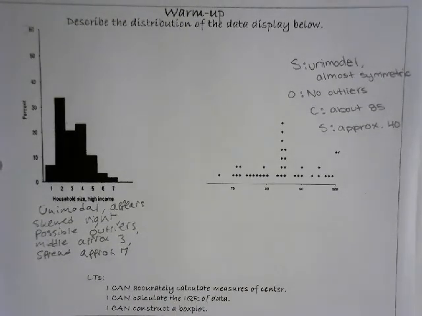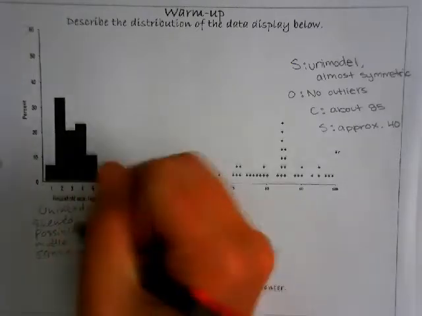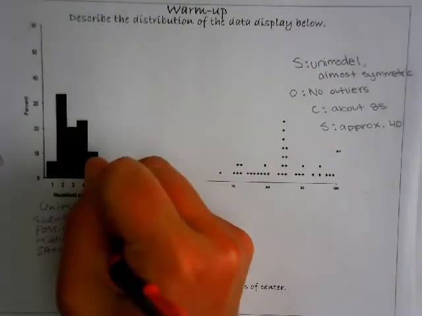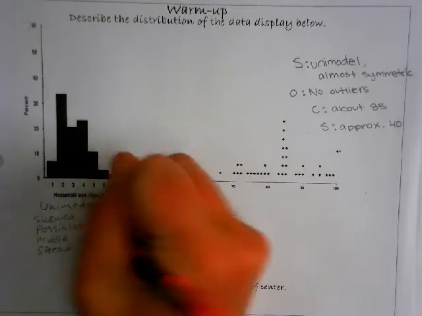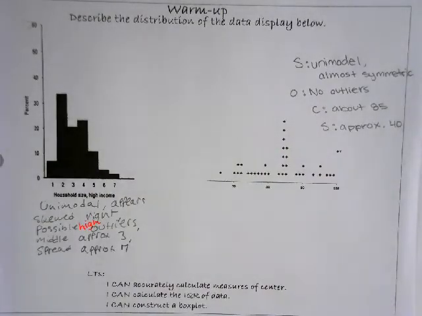All right. So Sam made more of a list. The histogram is unimodal, appears to be skewed right, which means we have possible outliers. The middle is approximately 3, and the spread is approximately 7. Only thing I would say that could make Sam's absolutely perfect is if he said possible high outliers. It's the only improvement I would make. Otherwise, he did great.